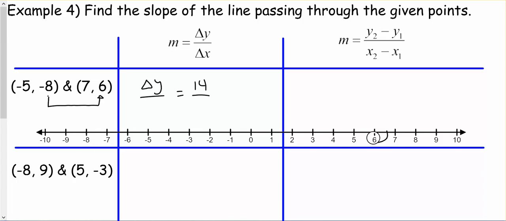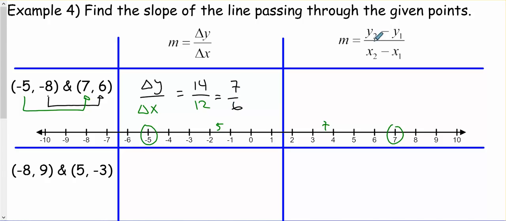So now let's do our x values. Change in x, from negative 5 to get over to 7, from negative 5 to 0, I'm going to go 5 units. And from 0 to 7, I'm going to go 7 units, so that's 12 units. We can always simplify this. 14 and 12, 2 goes into both of those. 2 goes into 14 7 times, 2 goes into 12 6 times, and we get our slope is 7 over 6, up 7, right 6.